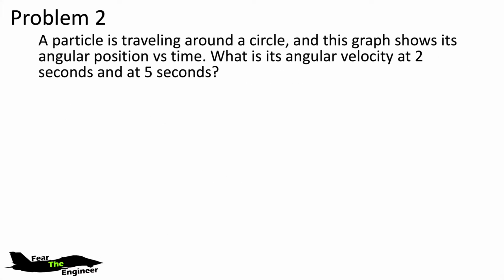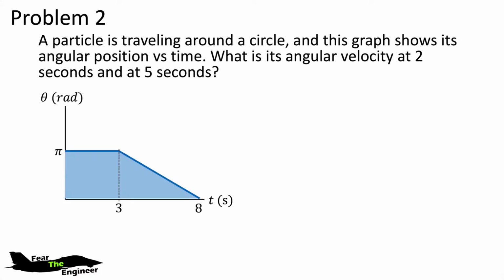Here's problem 2. A particle is traveling around a circle, and the graph below shows its angular position versus time. We want to determine its angular velocity at 2 seconds and at 5 seconds. Let's start by listing the givens and finds. They give us a graph of theta versus time. We want to find the angular velocity, omega, at 2 specific times.